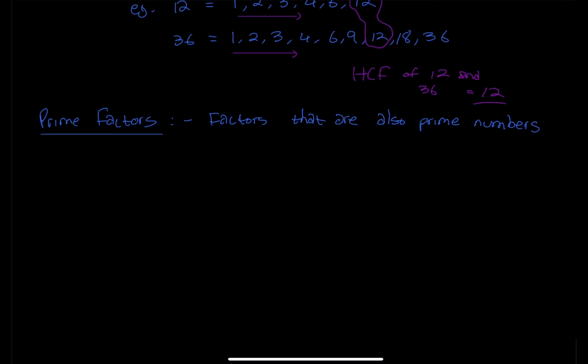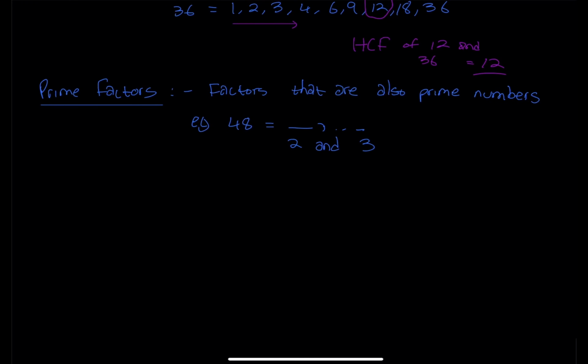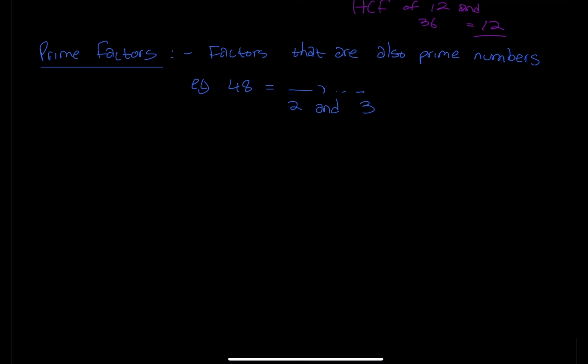Alright, let's say the number 48. The prime factors of 48: you write down all the factors of 48, and all the prime numbers within those factors would be your prime factors. In this case, it would be 2 and 3, because they're both prime numbers and factors of 48.